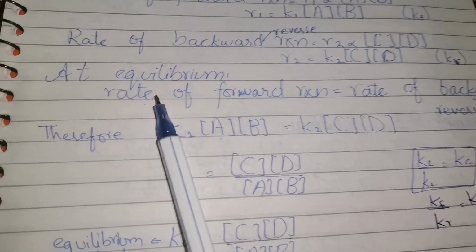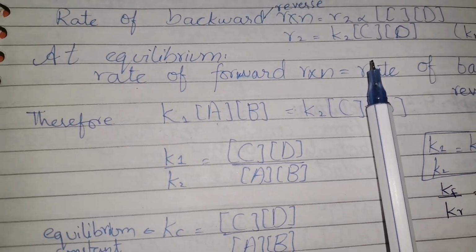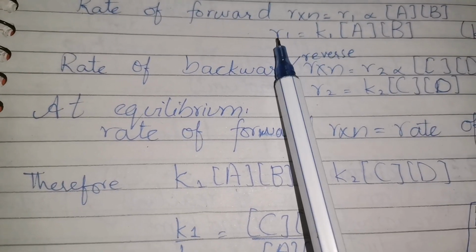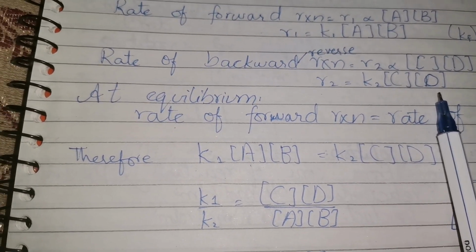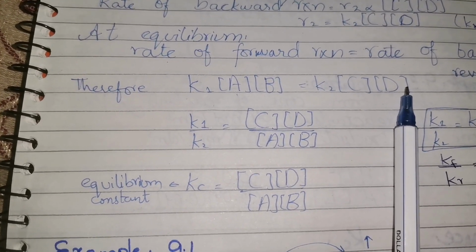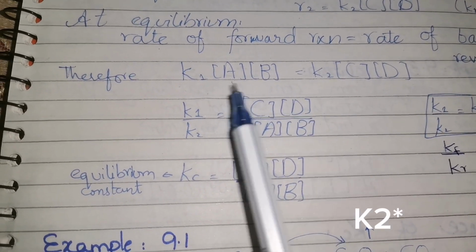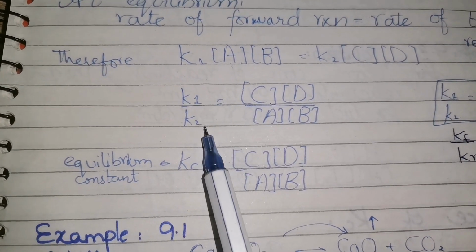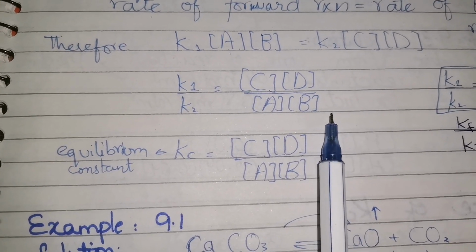Coming towards equilibrium, what happens at equilibrium? The rate of forward reaction becomes equal to the rate of reverse reaction. Therefore, we can write R1 is equal to K1 AB and R2 is equal to K2 C into D. Both are equal to each other at equilibrium. Now, what we did is take Kc over there and A and B over here. It became K1 divided by K2, which is equal to CD divided by AB.